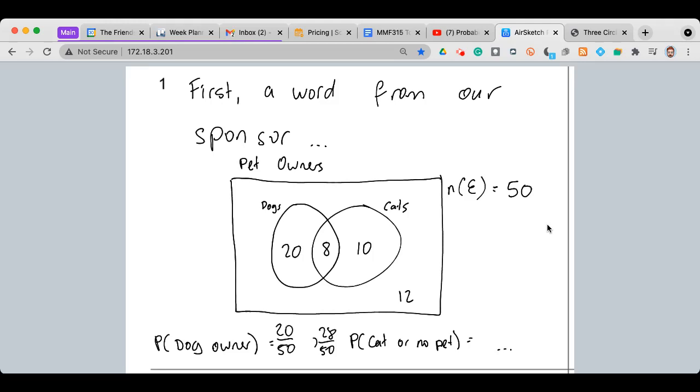If I said, what's the probability that they own a dog, they're a dog owner, as Otto said, if you own a cat and you own a dog, you're still a dog owner, you just happen to be also a cat owner. So that still fits. Does that make sense, everyone?